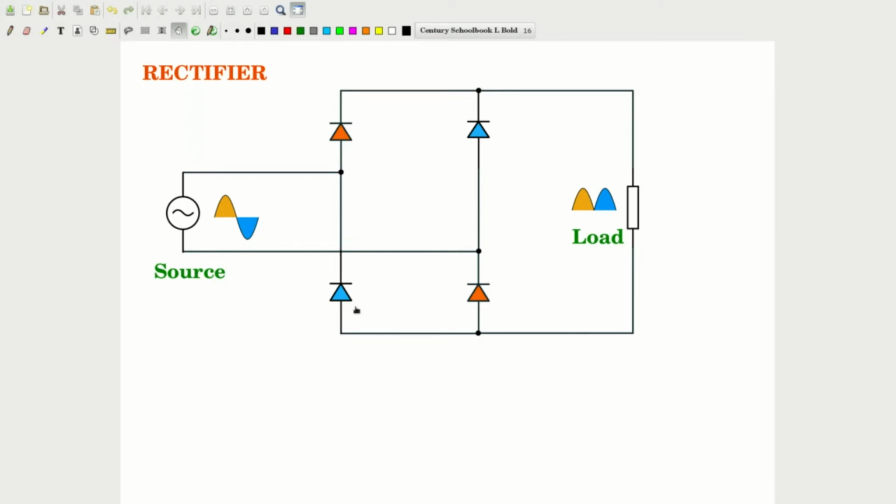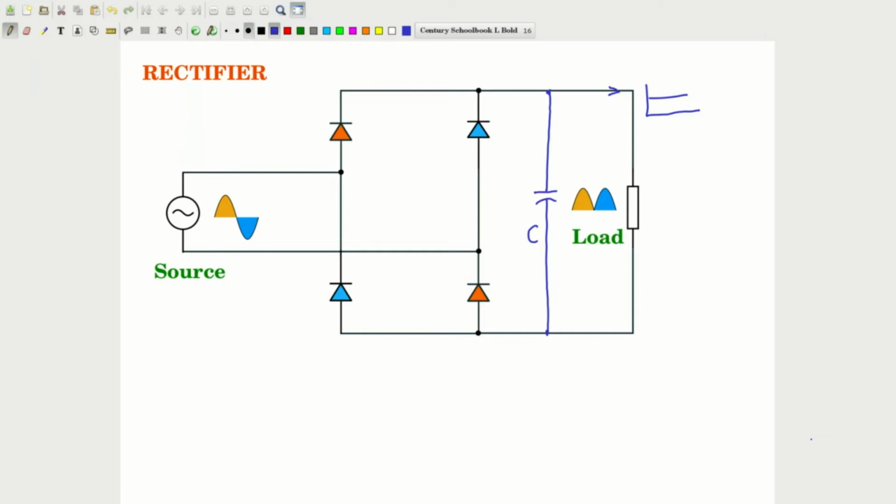Now to this, if we have to connect a filter, because this is a varying voltage, it is a simple matter of connecting a capacitor like this as shown. This is a capacitor C. Now this capacitor will act as a filter and try to pass the current through the load, which is more or less a DC.